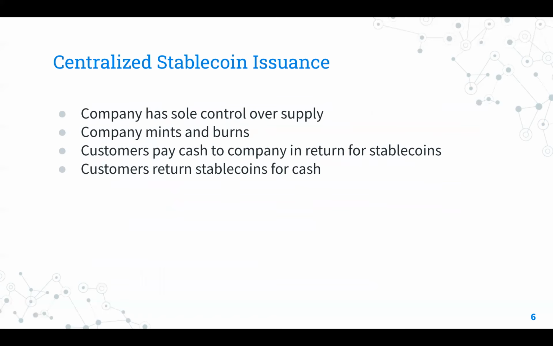So we're going to talk about different types of stablecoin management or issuance. The first one is a centralized system where a company has sole control over the supply. The company will mint and burn the tokens as needed. Basically how this works is that a customer will pay cash to a company in return for the equivalent amount in stablecoins. And then the customers should be able to return the stablecoins for cash, kind of like a bank.